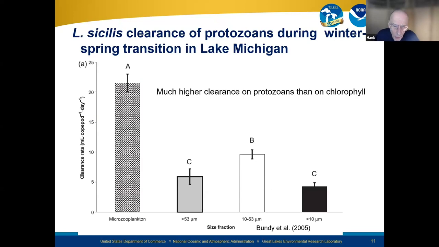Continuing the work using microscopic observations of what's going on, we looked at our favorite subject, Leptodiaptomus sicilis, feeding on protozoans during the winter-spring transition in Lake Michigan. This was during the EEGLE program. And what we observed here is clearance rates on the protozoans were much higher than that on the phytoplankton in any size category. In fact, although the protozoans were not very abundant, they accounted for up to 45% of the carbon intake by Leptodiaptomus sicilis. I might mention also that the Leptodiaptomus exerted control on the protozoan community at this time.